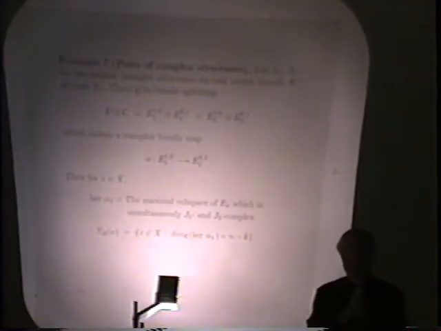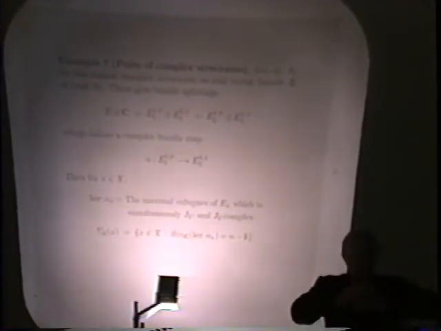And what's the kernel of that map? The kernel of that map turns out to be exactly, at any point, the maximal linear subspace which is simultaneously J1 and J2 complex. So you can imagine that generically, if you give yourself a pair of complex structures, they have no common complex lines. But then there may be times when they do have a common invariant subspace.